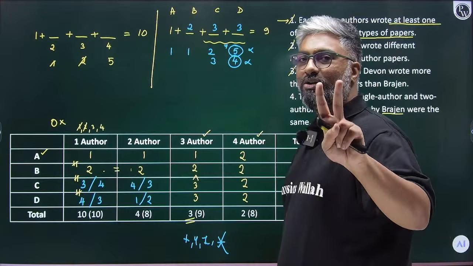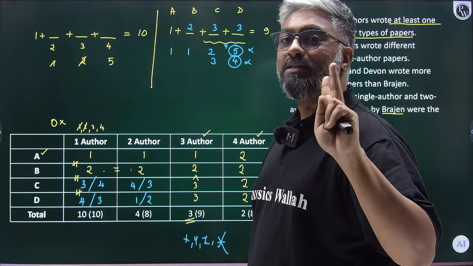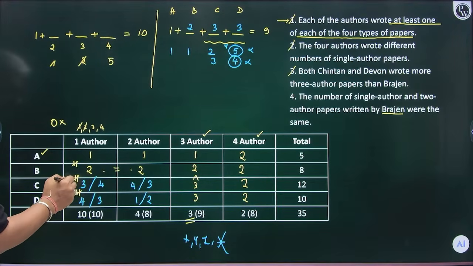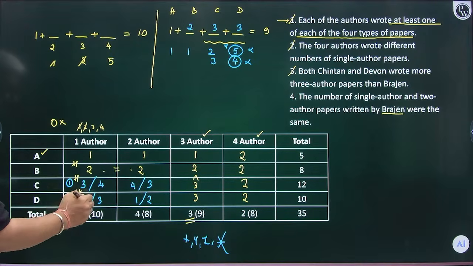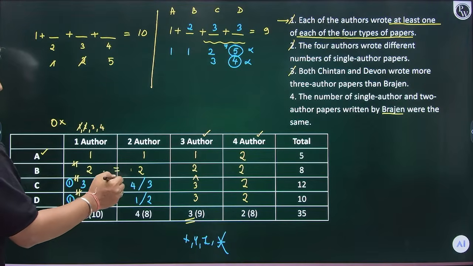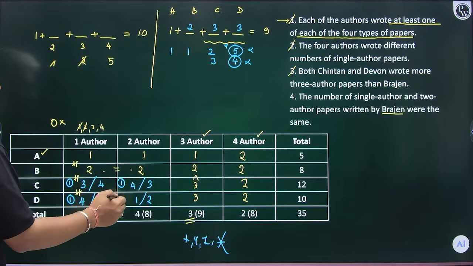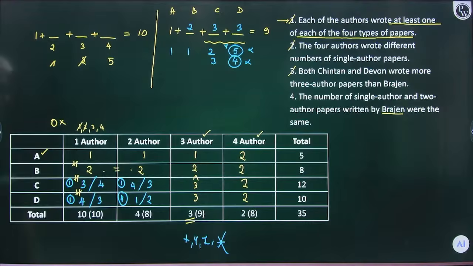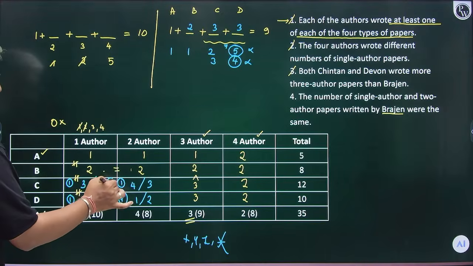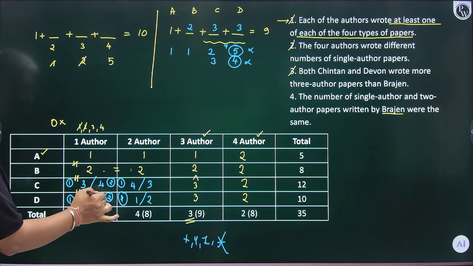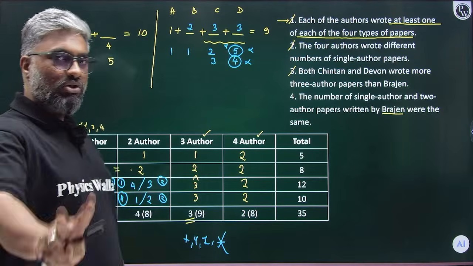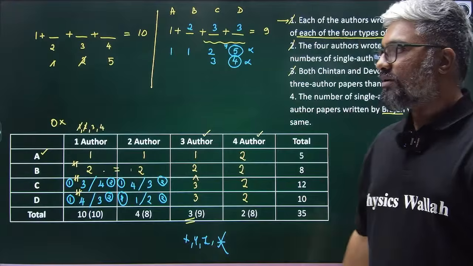So we have what? Two cases happening here. First case is when C single author is 3, D single author is 4. When this happens, C 2 author will be 4 and D 2 author will be 1. What's the second case? Second case is this being 4, this being 3, this being 3, this being 2. Got it? So exactly two cases we are getting.